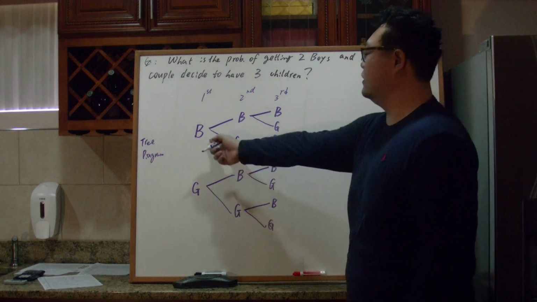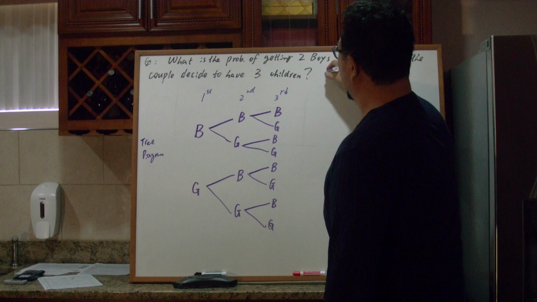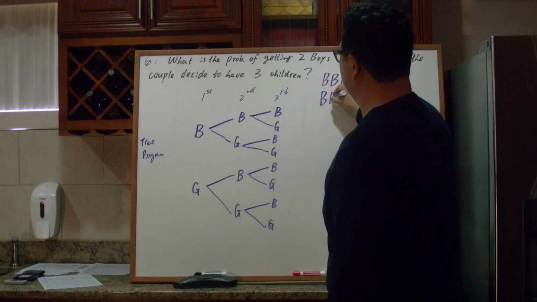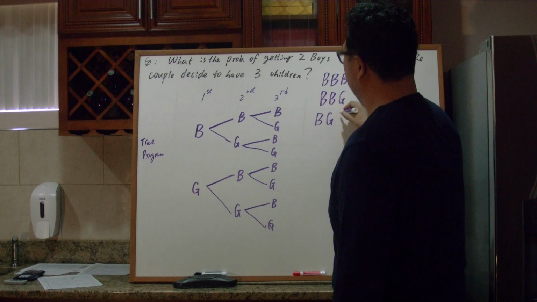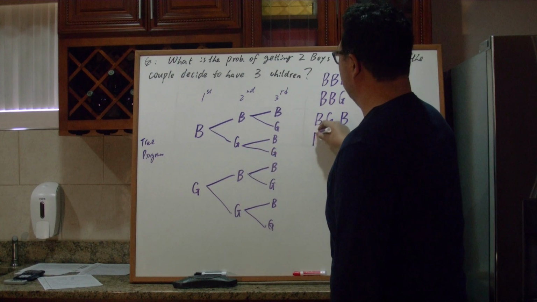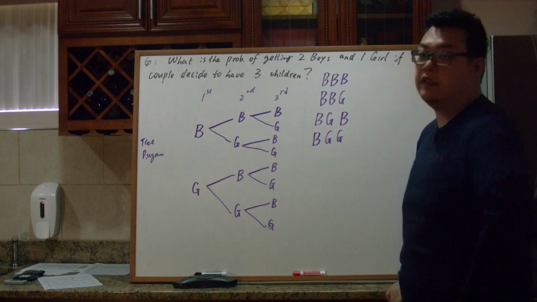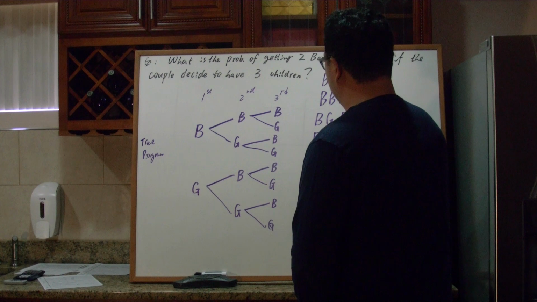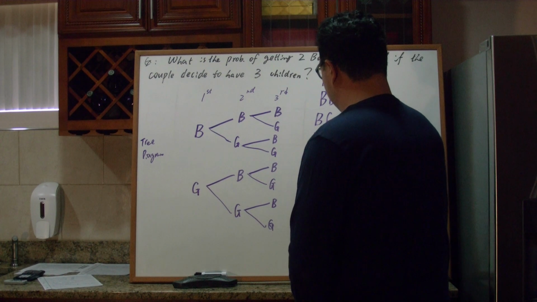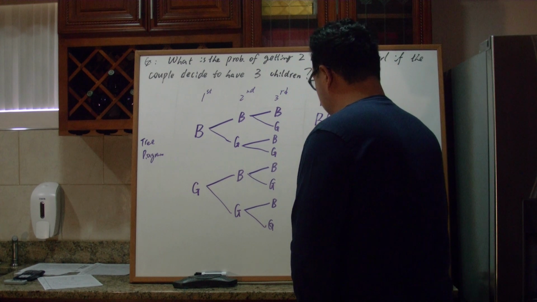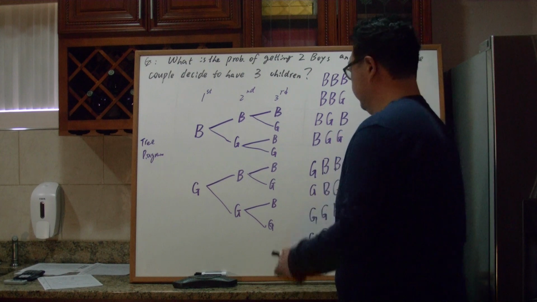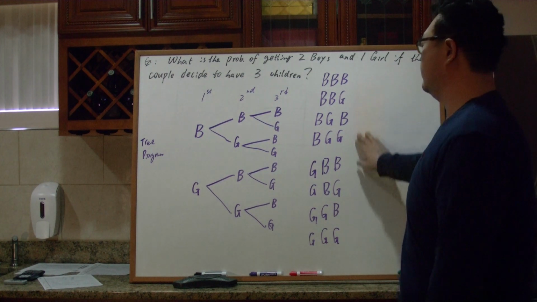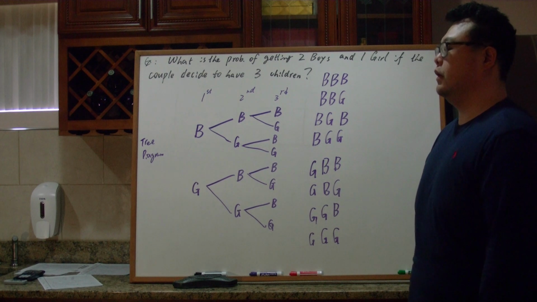So from that diagram, we just count what we have in each path. We could have all three boys. We could have the first two boys and the third a girl. We could have the first a boy, the second a girl, the third a boy. Or the first a boy and the other two girls. And from the remaining four paths, that's girl, boy, boy; girl, boy, girl; girl, girl, boy; and girl, girl, girl. So that gives us the sample space of 3 children: 8 different possible collections.